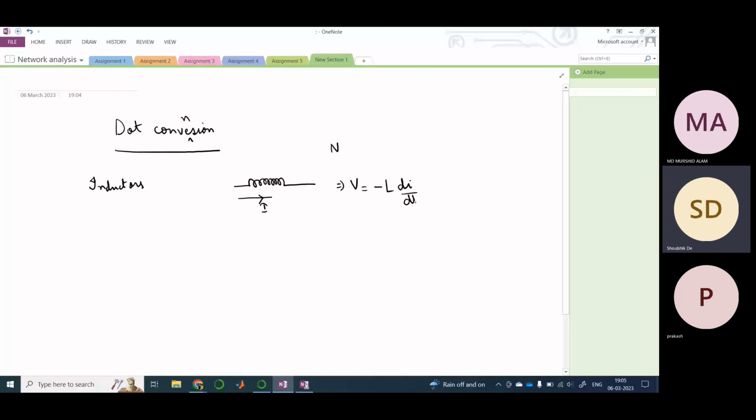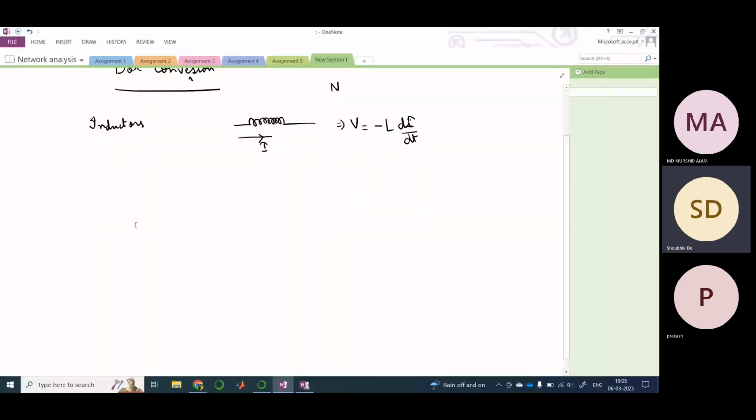And why minus? Because it basically comes from Lenz's law. It opposes the cause, that is the flow of current through it, right? So this would be rather capital I. Now, this is the basic of the inductor, the Lenz's law, I mean the equation of EMF: V equals L di/dt, the rate of change of current flowing through the inductor multiplied by the inductance value.